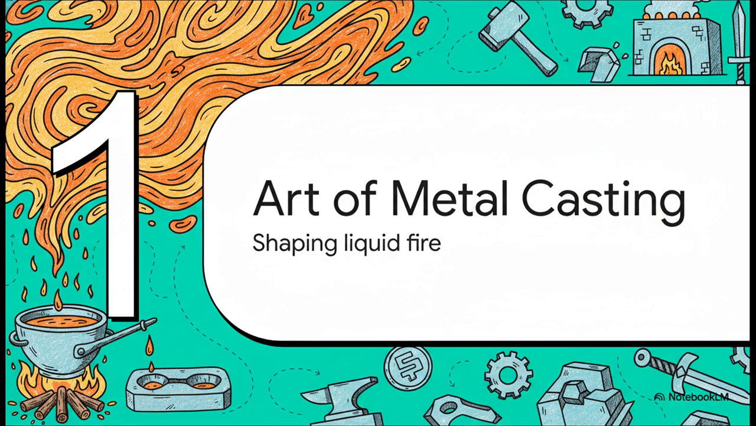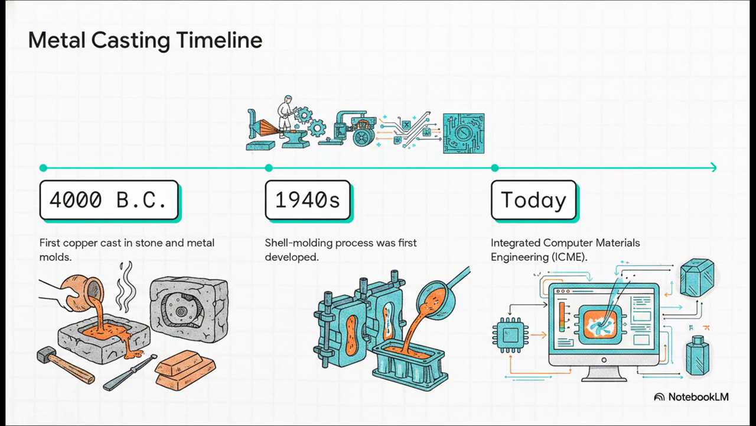Let's start by getting a little bit of historical context on this. Looking at this timeline, it's honestly incredible to see just how far back this goes. Between 4000 and 3000 BC, early metalworkers were already casting copper using these really simple stone and metal molds. Back then, it was totally a manual, trial and error process. Fast forward to the 1940s, and we start seeing massive leaps in precision with techniques like shell molding. But today is where it gets truly sci-fi.